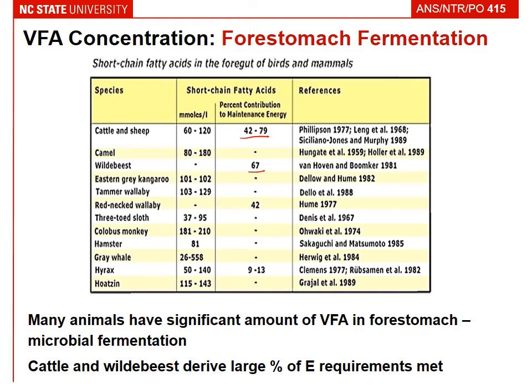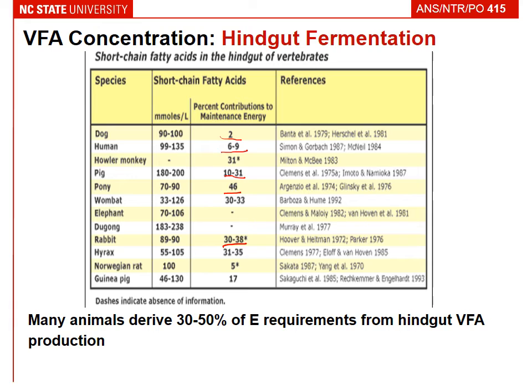So a pretty significant amount of our energy requirements in our foregut fermenters is being met with the volatile fatty acids. Contrast that to the hindgut fermenters. Here we have the amount of the VFAs that are produced, and you can see the dog, and if you remember the GI tract of the dog, only about 2% of the dog's energy requirements are met by volatile fatty acids.